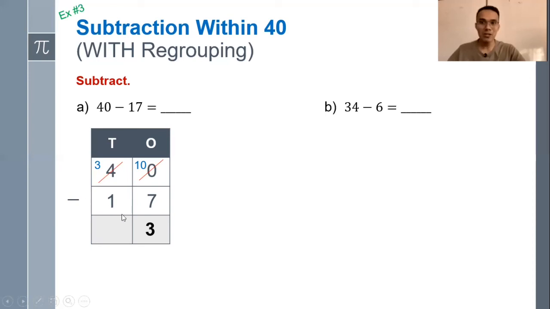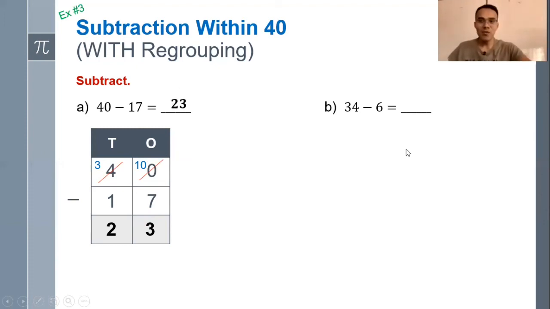Next, let's subtract the numbers in tens. 3 minus 1, or 3 take away 1. Using the method that I just introduced to you, we are going to put 1, the smaller number, in mind, and we are going to count on: 2, 3. 3 minus 1 is 2. Therefore, 40 minus 17 is 23.